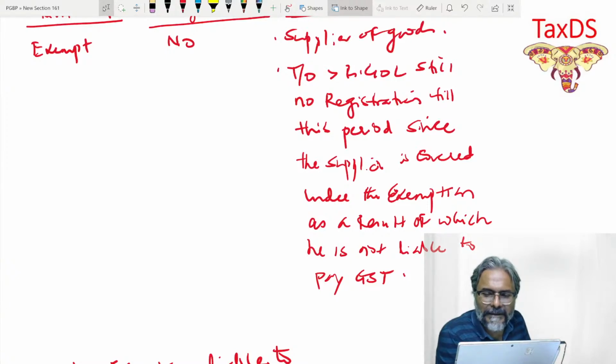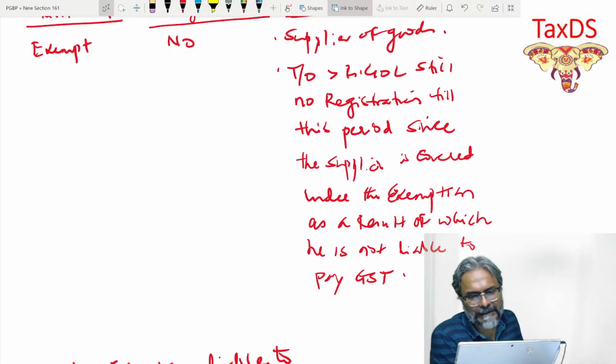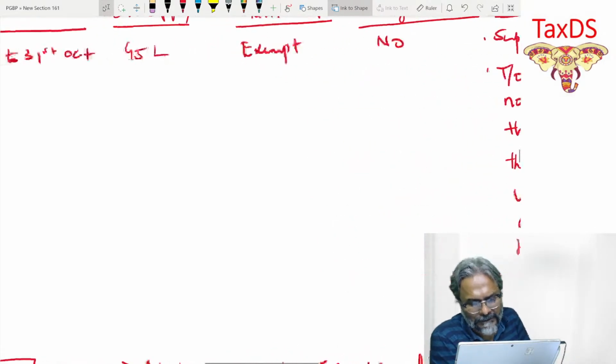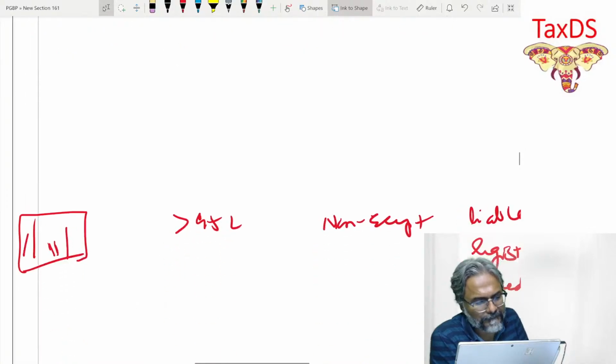Till this period, still no registration. Why? Since the supplier is covered under the exemption, as a result of which he is not liable to pay the GST. That point is clear to all of you, students? That is the point. This is how things have to be looked upon.